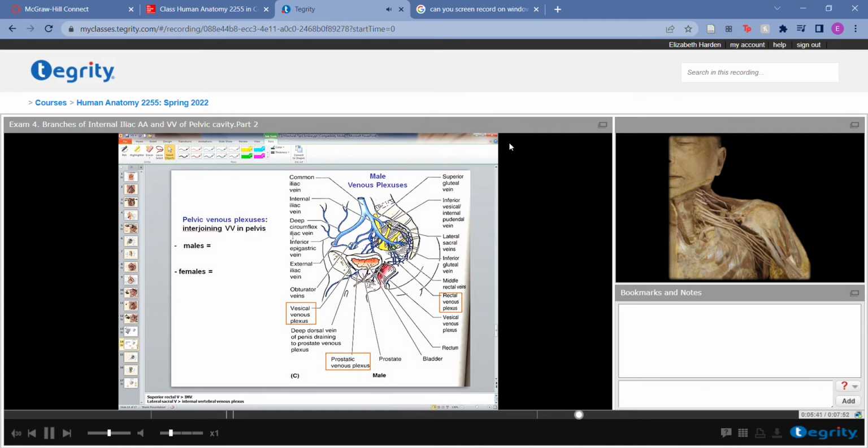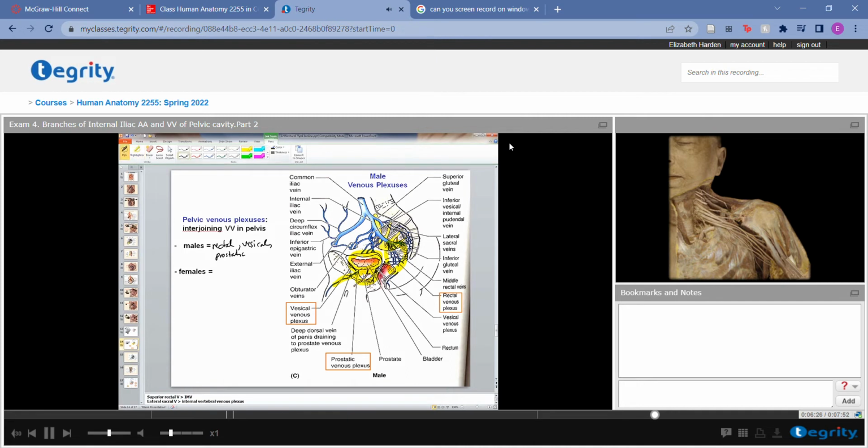Last but not least, we have these plexuses that both males and females have, and then some that only males and only females have. If we start with the males first, we of course have a rectal venous plexus, a vesical venous plexus, and a prostatic venous plexus. Of course you know that vesical refers to bladder, so you can see the vesical venous plexus over here surrounding the bladder. There's the bladder in males. The prostatic venous plexus, of course, the prostate is under the bladder, so it's going to go there. And then you have this rectal plexus where you can see it would be draining the rectum. So you have that in males.